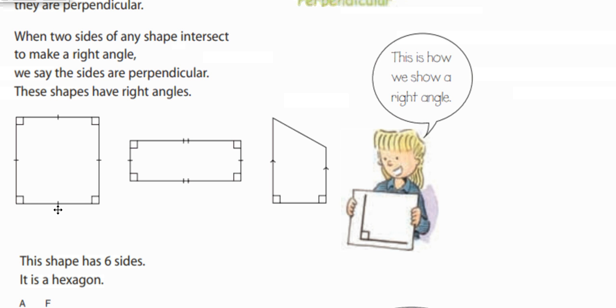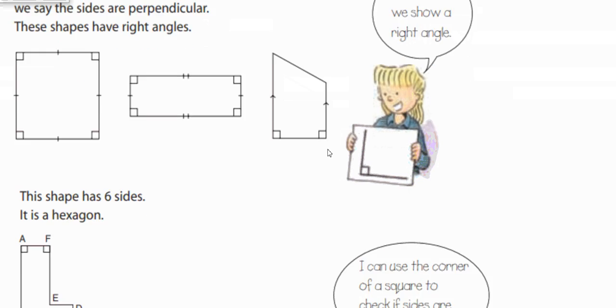So these shapes here all have right angles in the corners, and you can see that we've drawn this little square to show us which ones are perpendicular. And so if we look at this last one here, it has two at the bottom, but these two are not perpendicular. I couldn't fit a square perfectly into that corner, so I can't label that as a right angle.